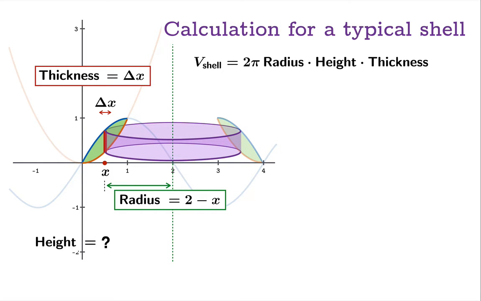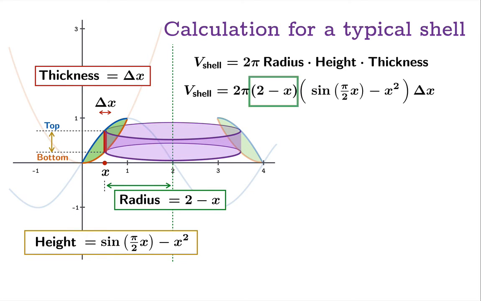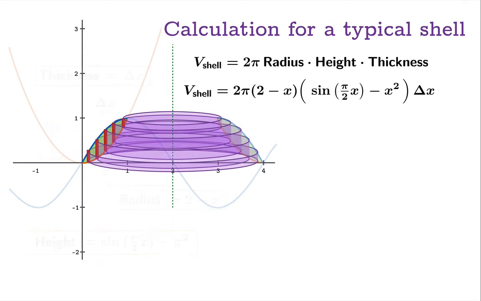What's our height? It's a little more subtle in this problem. There's a top and a bottom. To find the height, we'll just take the top minus the bottom. But that's going to be sine of pi over 2 x minus x squared. So there's our formula for height. Now we can just put this all in. There's our radius, there's our height, there's our thickness. So there is our volume for a shell.